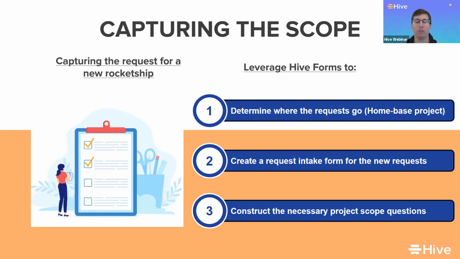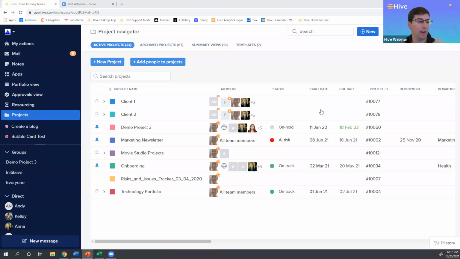So what we'll see in just a second as I jump into Hive is we're first going to build out that project that's going to be our home base project here. Next, we're going to build out an intake form in Hive, and then route it into the home base project where it can be reviewed. And as part of building that form, we'll also make sure that we have questions that are part of it so that we can capture our scope up front. So with that, let me jump here into Hive.